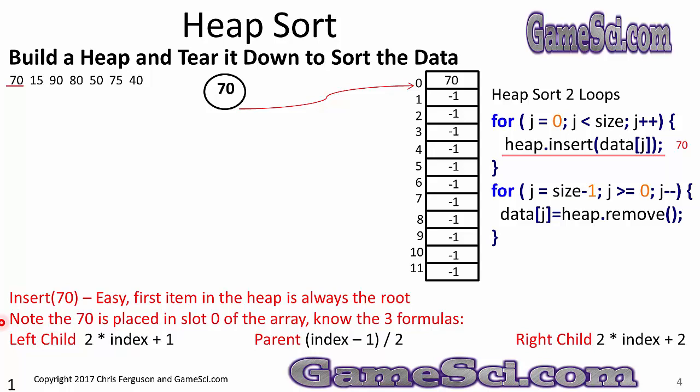Know the 3 formulas for accessing a one-dimensional array heap. The left child is 2 times index plus 1. The parent is parentheses index minus 1 end parentheses divided by 2. And the right child is 2 times index plus 2. Know the formulas to understand how insert and remove work.